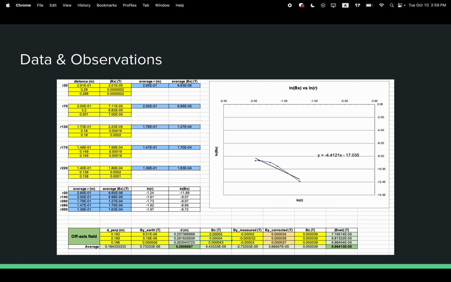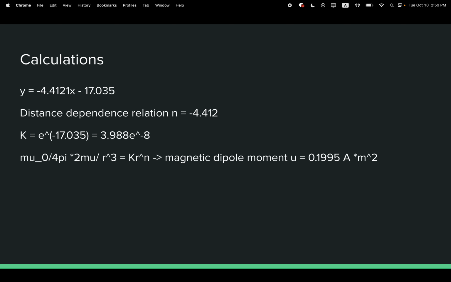field in the line of best fit, which is y equals minus 4.4121x minus 17035. And the observations I got from the experiment is that when the magnetometer is closer to the magnet, the x component of the magnetic field decreases. And when the magnetometer is farther away from the magnet, the x component of the magnetic field gets closer to 0. And I made some calculations from the data.